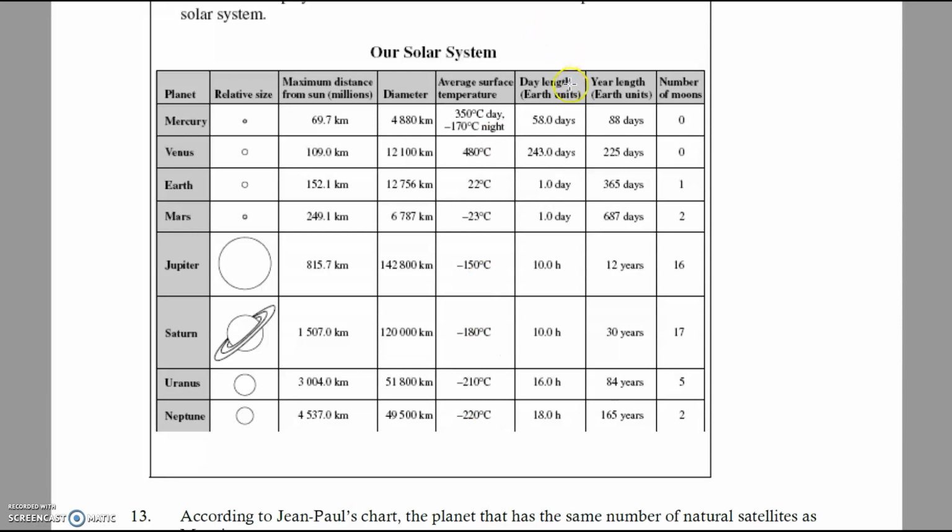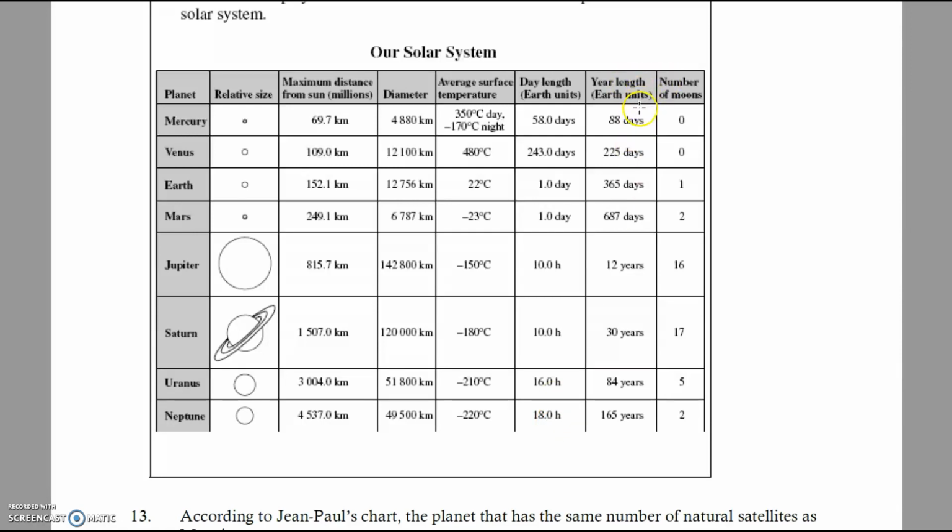This column is day length in Earth units, so Mercury is 58 days, Venus is 243, Earth is 1, Mars is 1, Jupiter is 10 hours, Saturn is 10 hours, Uranus is 16 hours, and Neptune 18.